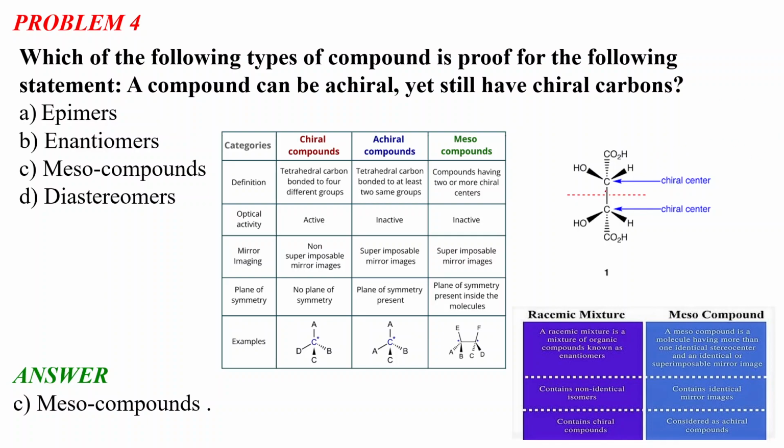But meso compounds are compounds which have chiral centers. This means that in these molecules there are chiral carbons, but there is an inherent plane of symmetry present. That's why it is achiral as a whole. As you can see, there is a mirror image and this mirror plane. Because of this mirror plane, this molecule is achiral.